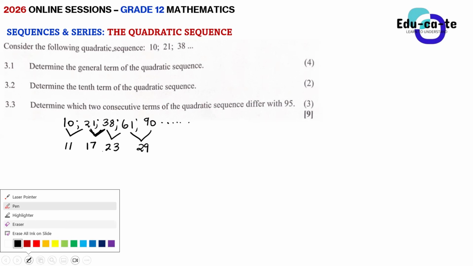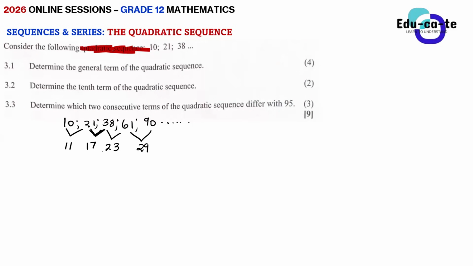So let me just reword the statement. Consider the following sequence. Don't say quadratic, all right? They just gave you a sequence of numbers, 10, 21, 38, 61, and 90, without specifying that this is a quadratic sequence. The first thing that you try to establish is a difference between the terms. And when you look at this difference, guys, are we getting a common difference when we subtract term 2 minus term 1, term 3 minus term 2?